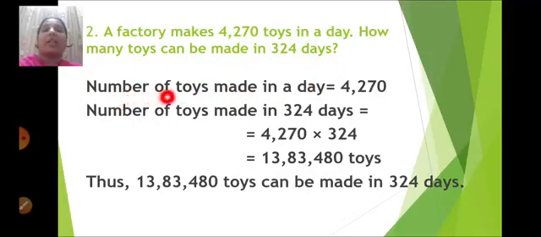So first we will write what is being given. So the number of toys made or manufactured in a day is 4,270. So how many toys will be made in 324 days? So we will multiply it by 324, and as we multiplied earlier, we got the answer as 13,83,480 toys. That calculation also you will show here. Okay, and then we will write the final answer in the form of a statement. Thus 13,83,480 toys can be made in 324 days. Okay.